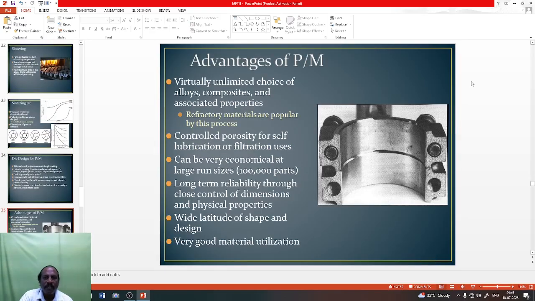Okay. So the advantages are a virtually unlimited choice of alloys, composites and associated properties. Refractory materials can be processed by this sintering process. Controlled porosity allows self-lubrication, and it can be very economical for large run sizes. Long-term reliability through close control of dimensions and physical properties, wide latitude of shapes, and very good material utilization.